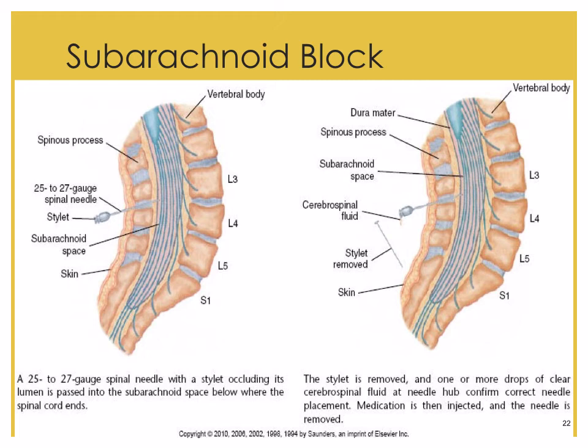A 25 to 27 gauge spinal needle with a stylet occluding its lumen passes through the subarachnoid space where the spinal cord ends. That's where the medication would be administered. The stylet is removed and one or more drops of clear cerebral spinal fluid at the needle hub confirm the correct needle placement. So that's how the anesthesiologist is assured that they are in the correct location, by the presence of spinal fluid. Medication is then injected and the needle is then removed. So that's one and done type of medication administration.